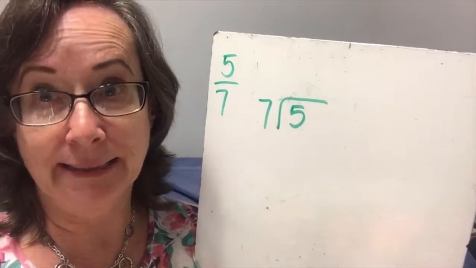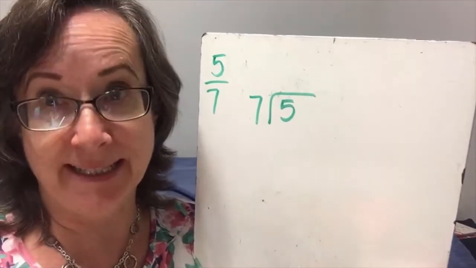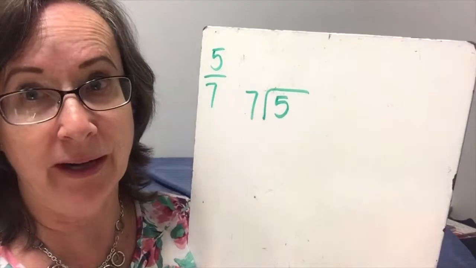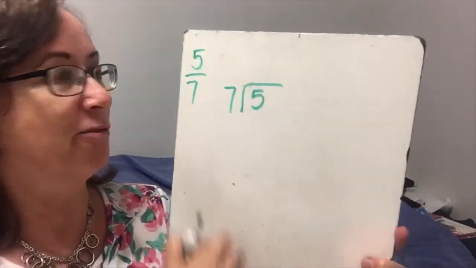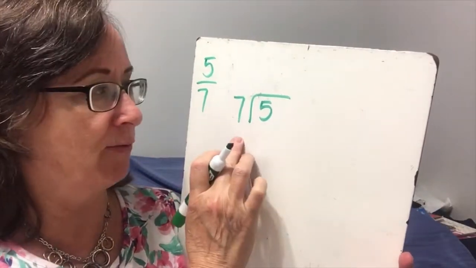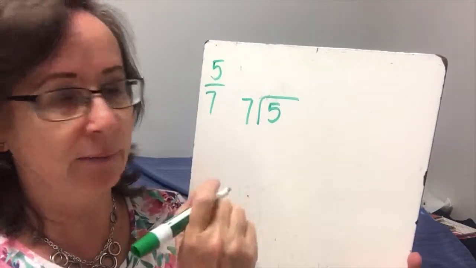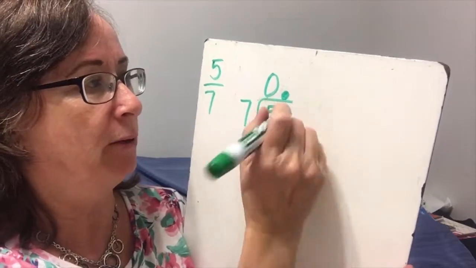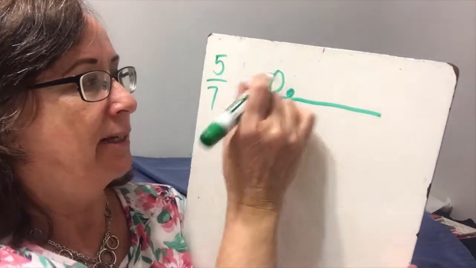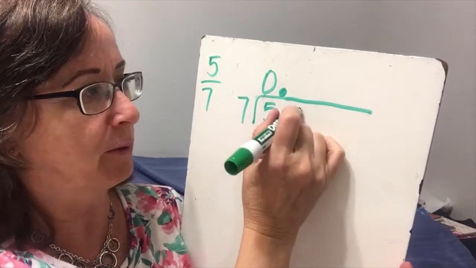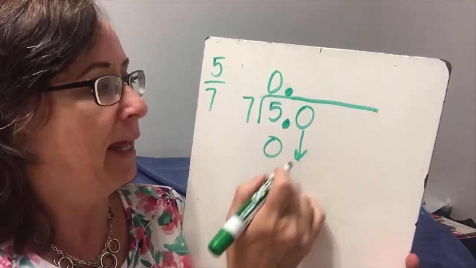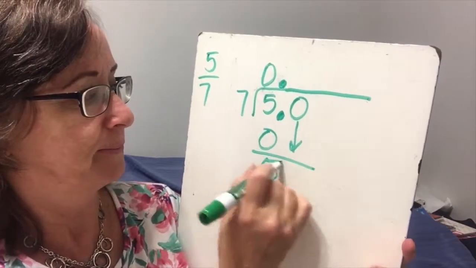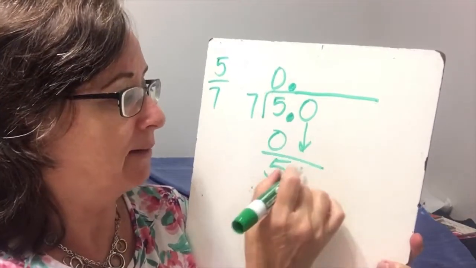On this one, I had to leave a lot of room because this one's going to be one of those that carries out a long way before it repeats. Okay, so 5 over 7 is the same as 5 divided by 7. 7 does not go into 5, so we'll put our decimal, and you can put a 0 there if you would like. 0 times 7 is 0, so then we're going to put a 0 and bring it down, and, oops, excuse me, that was a 5. My bad. So we bring down the 0.